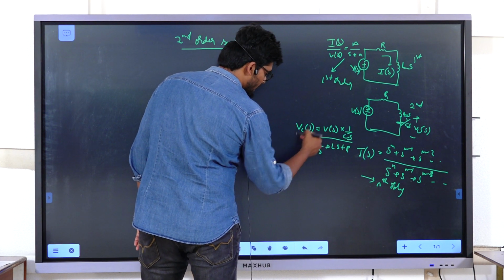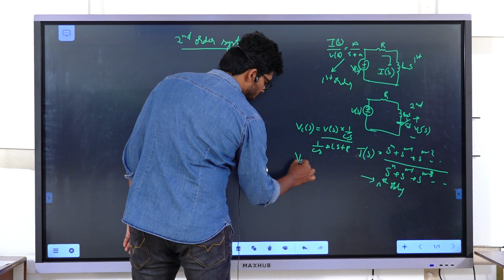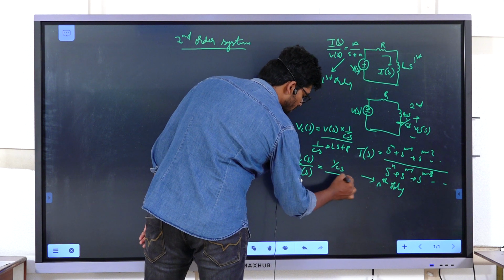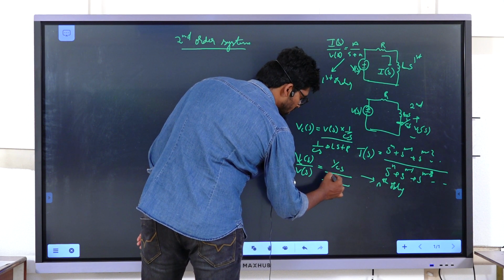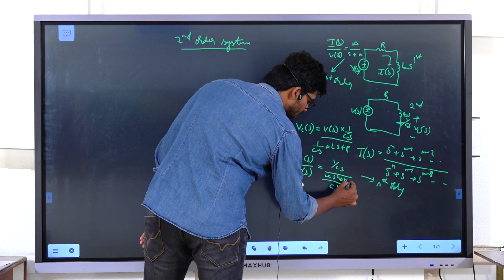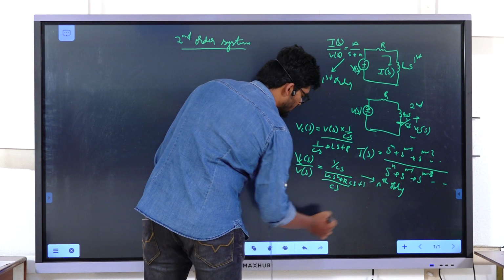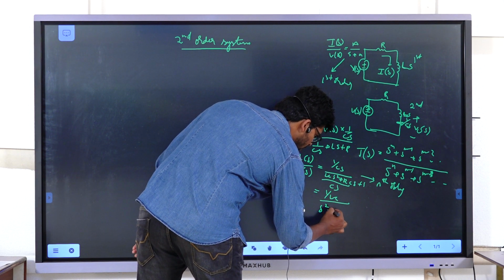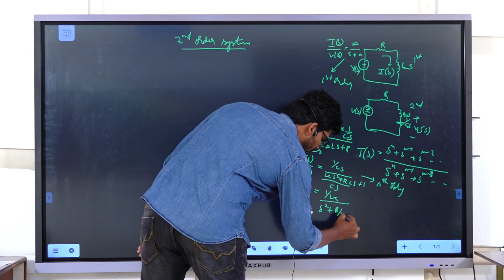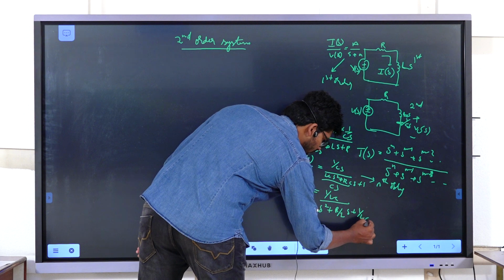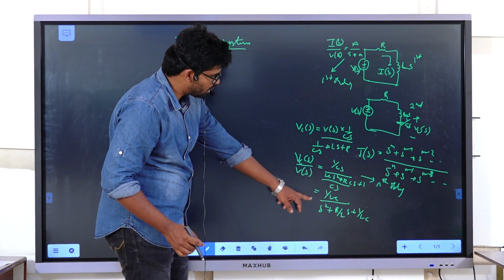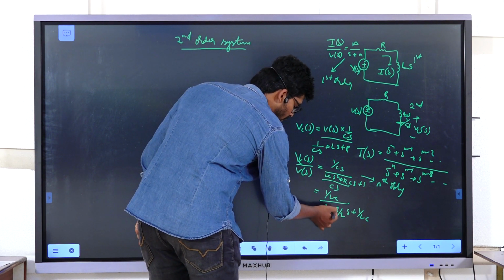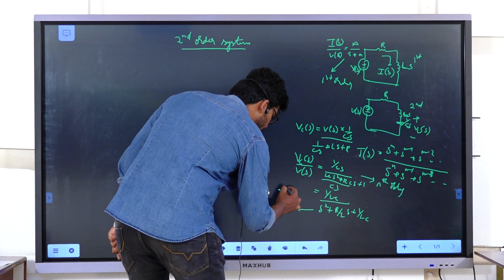Further, if we take the input to this side, the output Vc of S by the input V of S is equal to 1 by Cs divided by the total. Take Cs as common, the LCM. Further, LC S square plus RCS plus 1. So you will get 1 by LC divided by S square plus R by L S plus 1 by LC. Okay. Now this is the overall transfer function of the response Vc of S and the input V of S. So the order here is what? The power of S is 2, so this is second order.